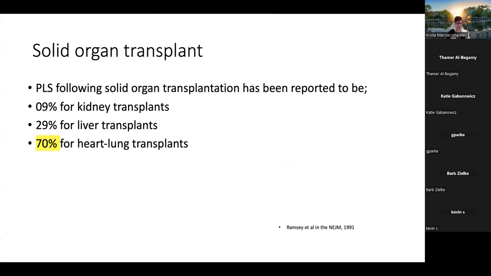So for solid organ transplant, the incidence of PLS following solid organ transplantation has been reported to be around 9%, 29%, and 70% for kidney, liver, and heart-lung transplant, respectively. These differences are likely to reflect the amount of lymphoid tissue implanted within the corresponding organ transplant.